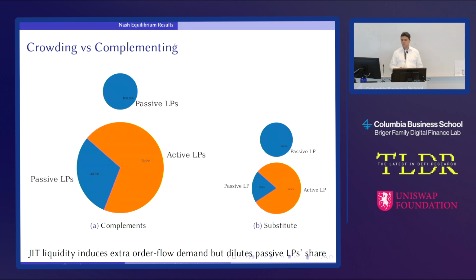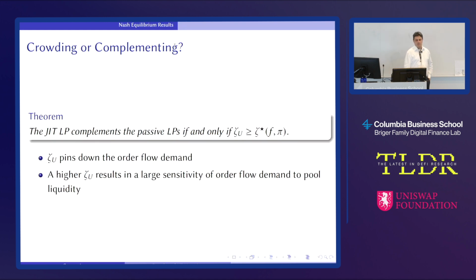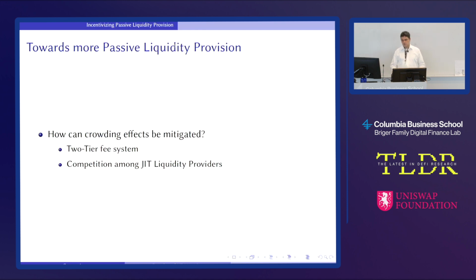And now we have to understand exactly which of these regimes happens, and the result is summarized in this theorem, which says that complementarity happens if and only if this parameter zeta u, which is the private valuation of the risky coin for the uninformed trader, is larger than some critical threshold. This private sensitivity of the order flow is pinning down the order flow demand. A larger zeta u means a higher private valuation, which means that they will trade more in relation to the pool liquidity. So when the liquidity of the pool increases, they will trade significantly more if this zeta u is larger. And the idea is that we have shown that it could be either one or the other.